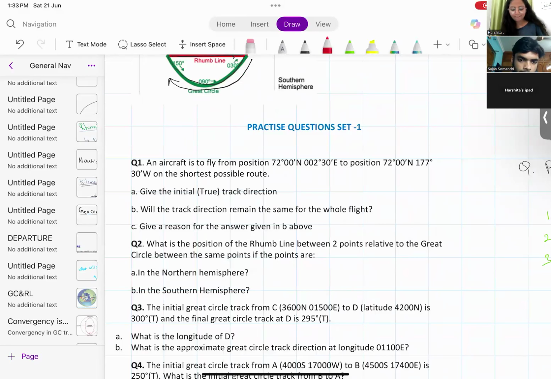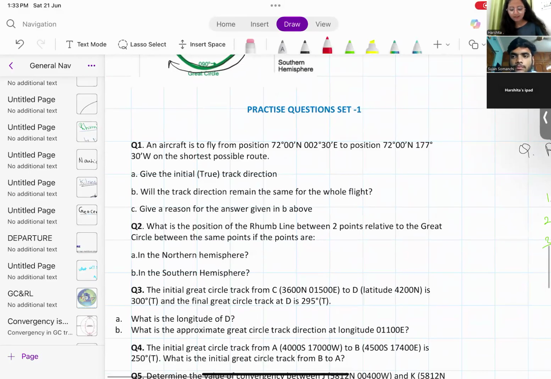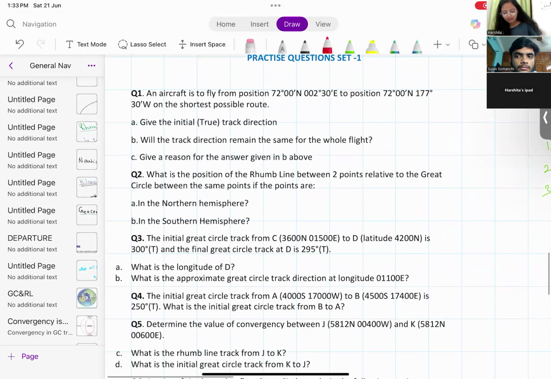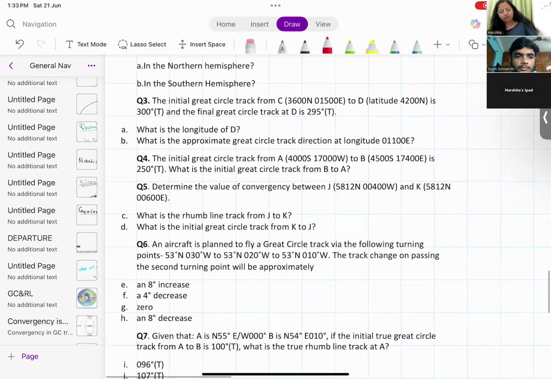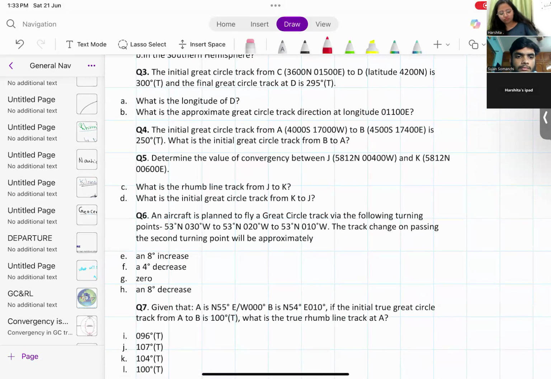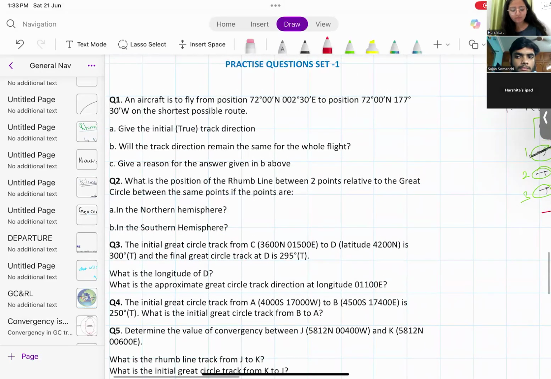Okay, let's see the example. Examples are slightly of higher level, but it's fine. Let's try with the first one.